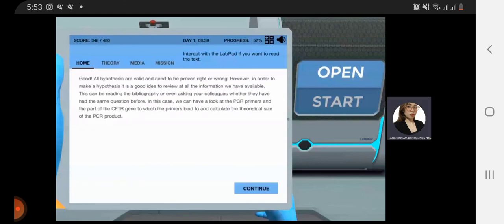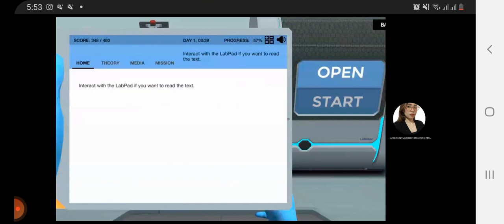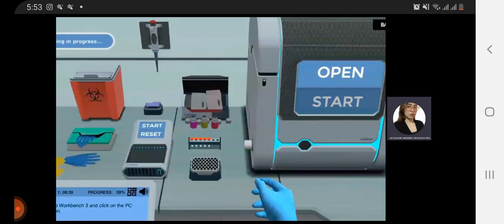Good. All hypotheses are valid and need to be proven right or wrong. However, in order to make a hypothesis, it is a good idea to review all the information we have available. This can be reading the bibliography or even asking your colleagues whether they have had the same question before. In this case, we can have a look at the PCR primers and the part of the CFTR gene to which the primers bind and calculate the theoretical size of the PCR product. Go to Workbench 3 and click on the PC screen.